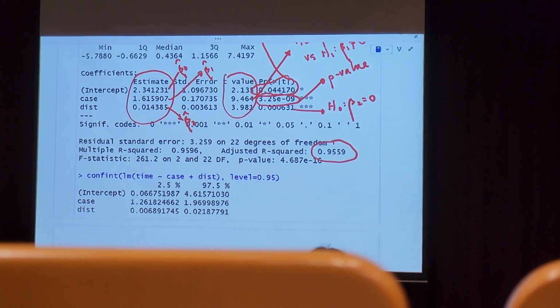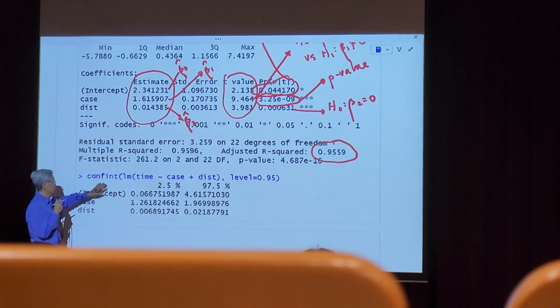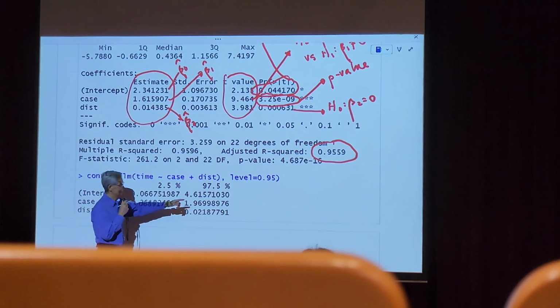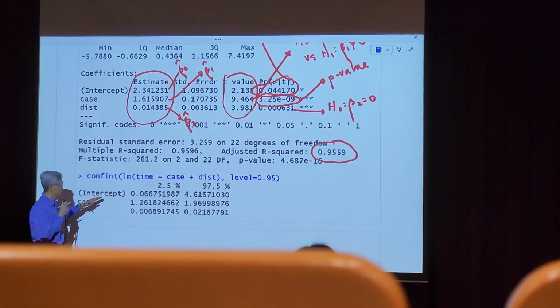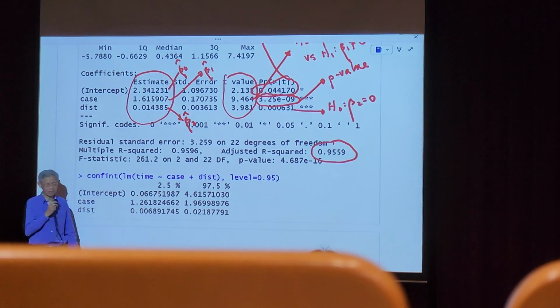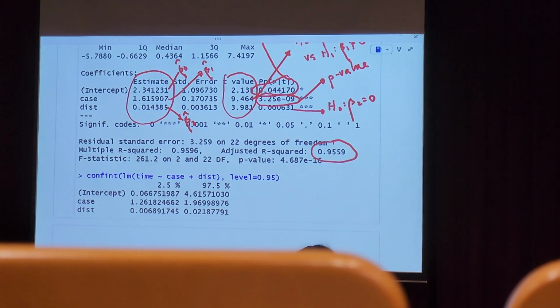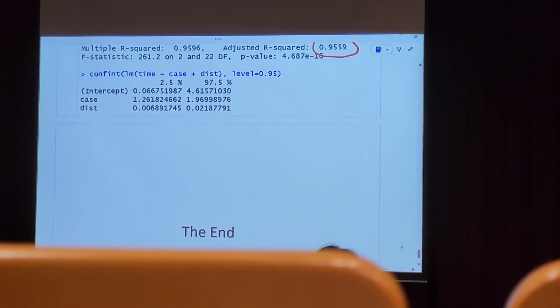And if you want a confidence interval, you can use the function confint to do it. Just apply this function. You will get the 95% confidence interval. You can change it to 99 or whatever level that you want. And here it is. So if any of these intervals contains 0, then you do not reject H0. Okay? So that's the end.